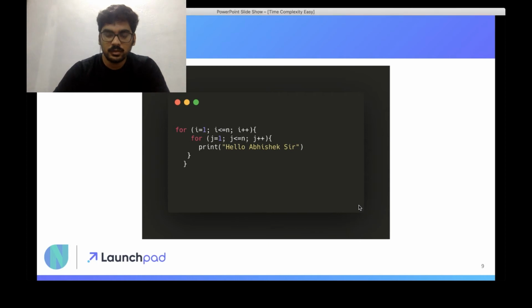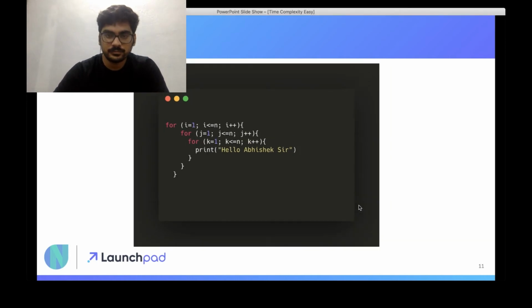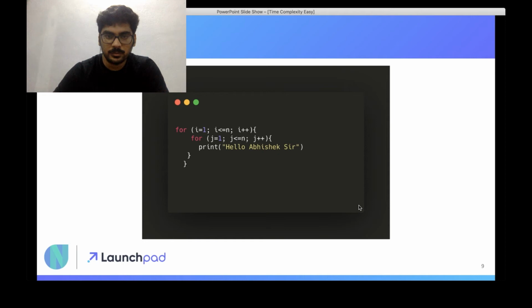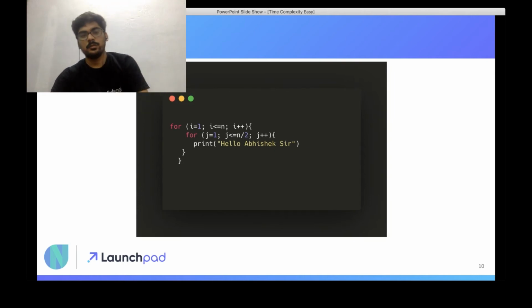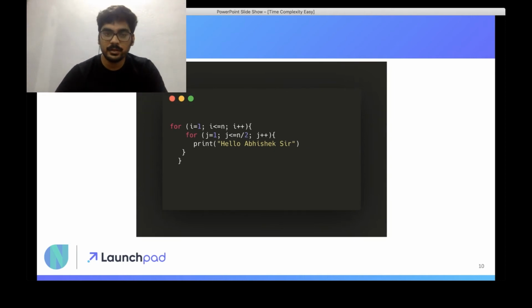Okay, now let's go to the next one. Okay, so what will be the complexity of this code? Always comment, guys. First comment your answers and then check if you are correct or not.